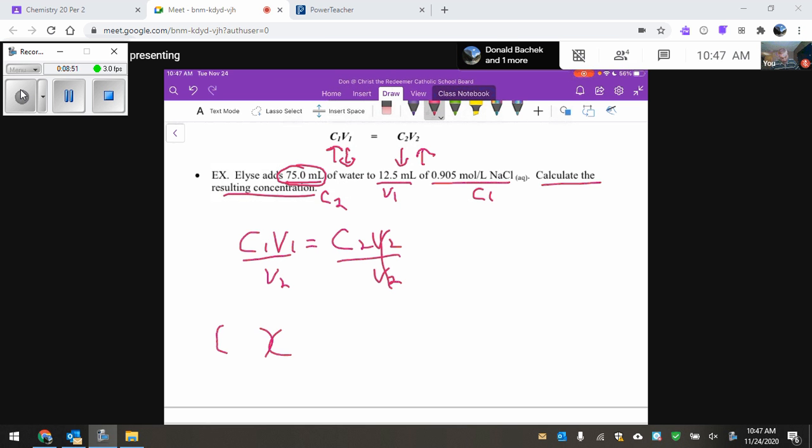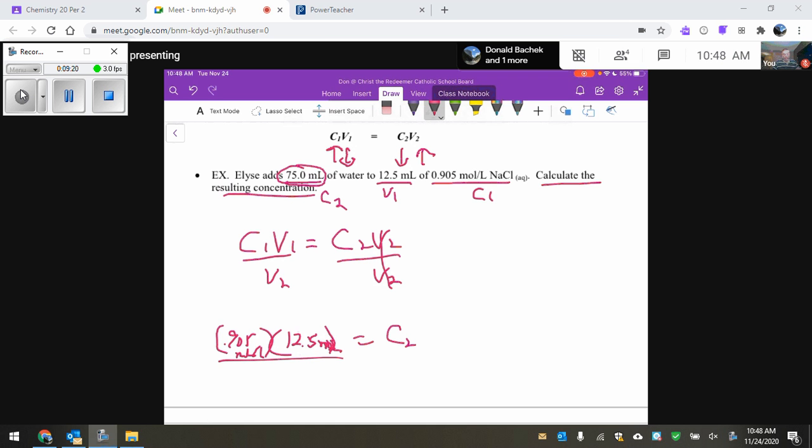Now, C2 is going to be C1, which is 0.905 moles per liter. Sorry, kind of ran out of room there. And we got 12.5 milliliters. Do I need to change this to liters? Question. That's milliliters there, by the way. Should I change that to liters? You have to.